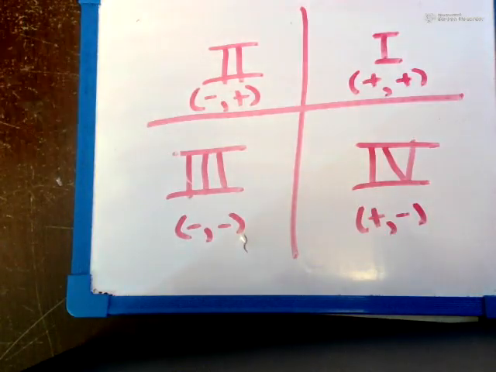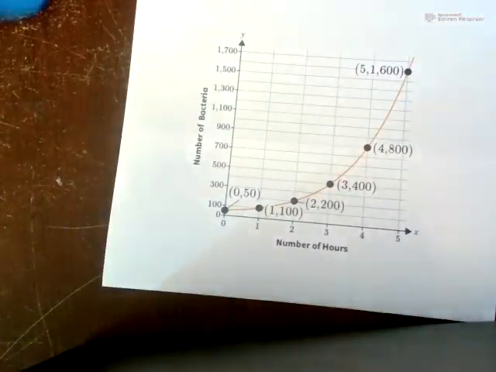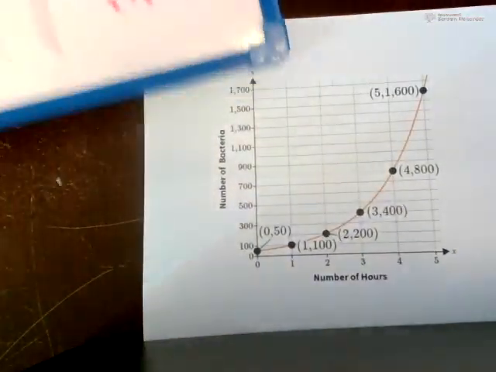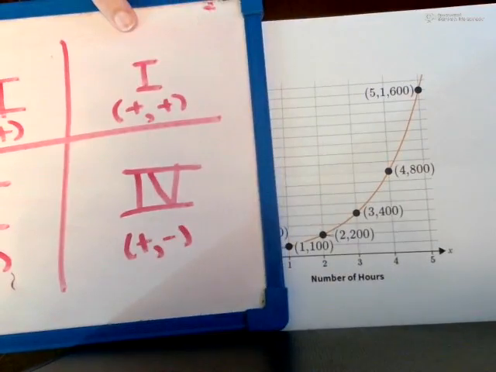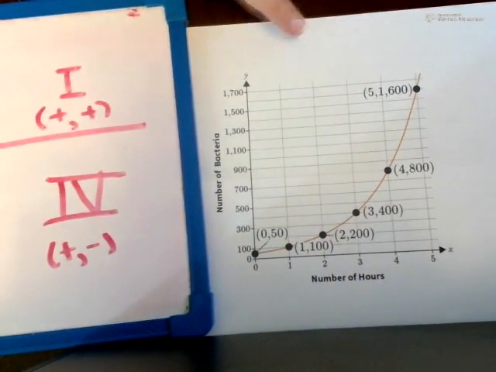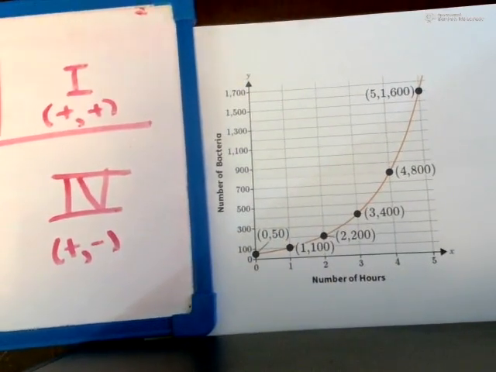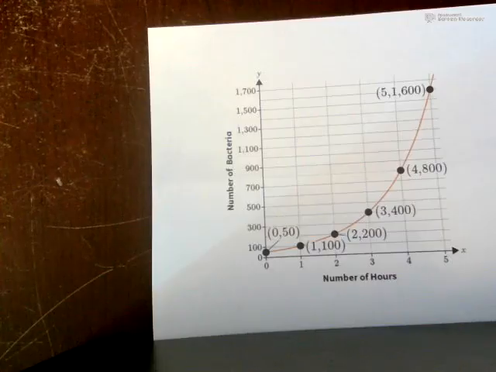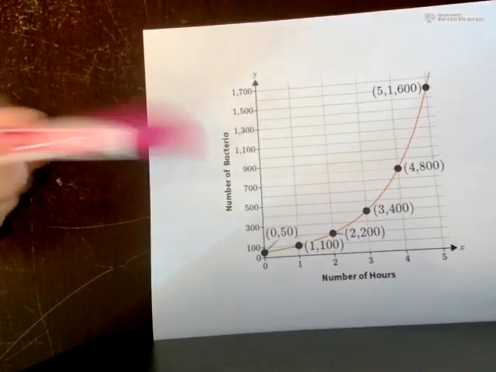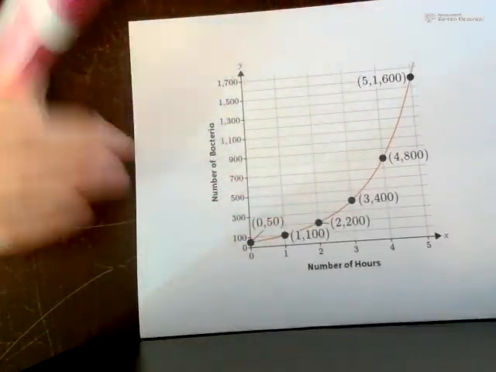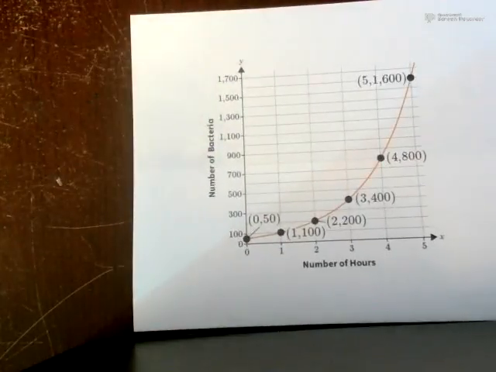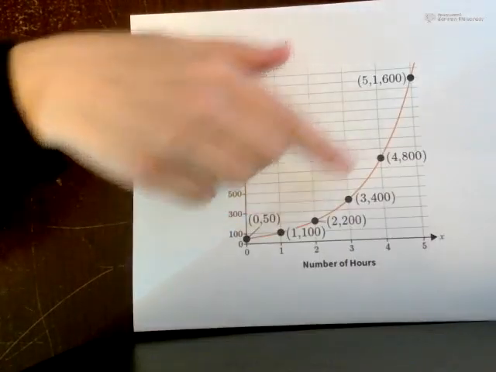So the example that we just looked at is all in quadrant 1, where it's positive, positive. We've seen a lot of those lately, where we're dealing with only positive values. So if we're going to interpret this graph and the way this curve changes, we would say that as x increases, y increases slowly at first and then quickly.